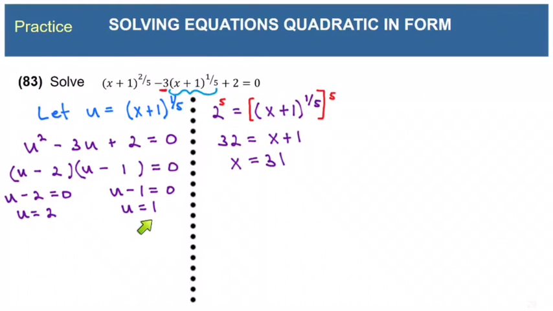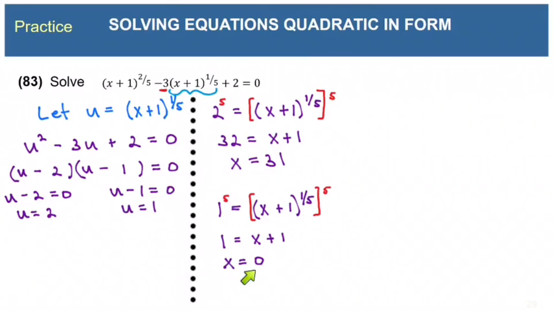And for the 1, put 1 in place of the u. So 1 equals x plus 1 to the 1/5 power, raise both sides to the 5th power, and we get 1 equals x plus 1. Subtract 1 from both sides, and we get x equals 0. So these are our two proposed solutions.